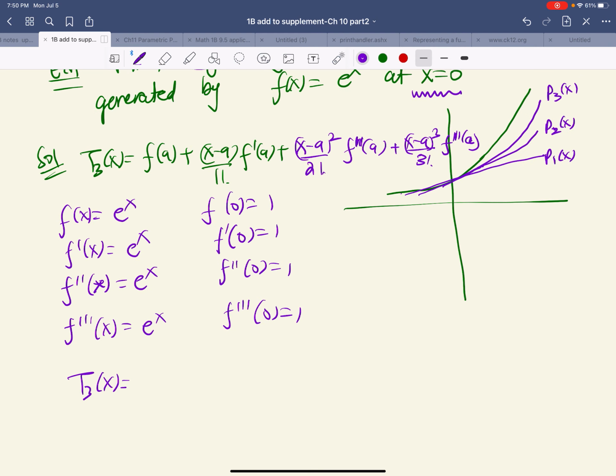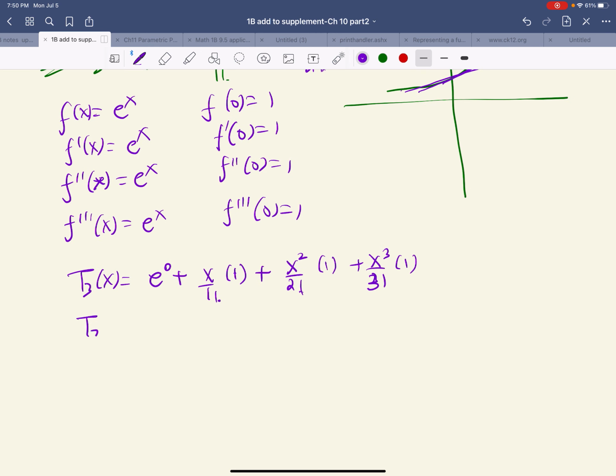So a third order Taylor polynomial turns out to be f of a, which is going to be e to the 0 power, plus x minus a, the center a is 0, x over 1 factorial times the derivative, plus x squared over 2 factorial times the derivative, plus x cubed over 3 factorial times the derivative, and so on. This is a Taylor polynomial or Maclaurin polynomial of order 3, which is 1 plus x plus x squared over 2 factorial plus x to the third over 3 factorial.